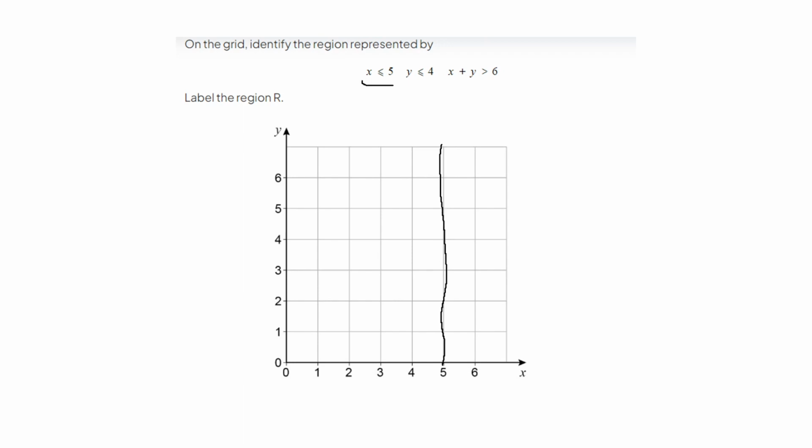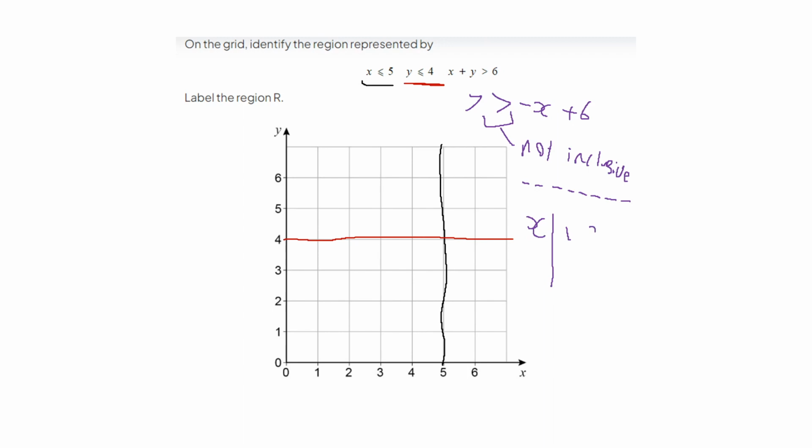Right? Y is less than 4. That's something like this. X plus y is less than 6. We need to put it in the form y equals mx plus c. So y is less than minus x plus 6. Now, this is important. Notice the sign here. This is not inclusive, which means it's going to be a dotted line. I'll show you what I mean by that in a second, but first let's plot it.